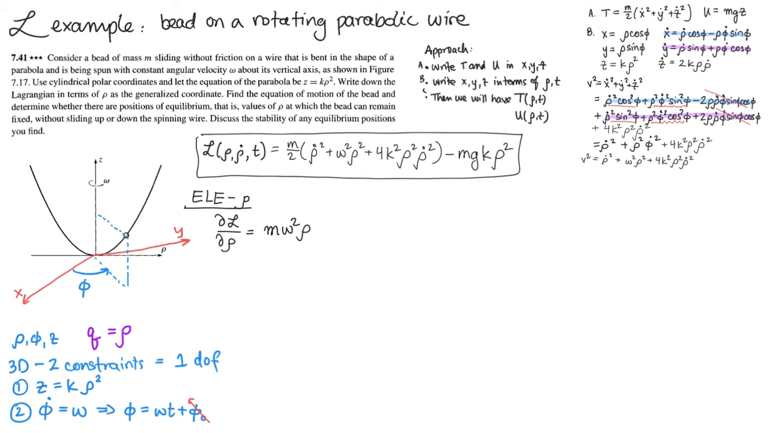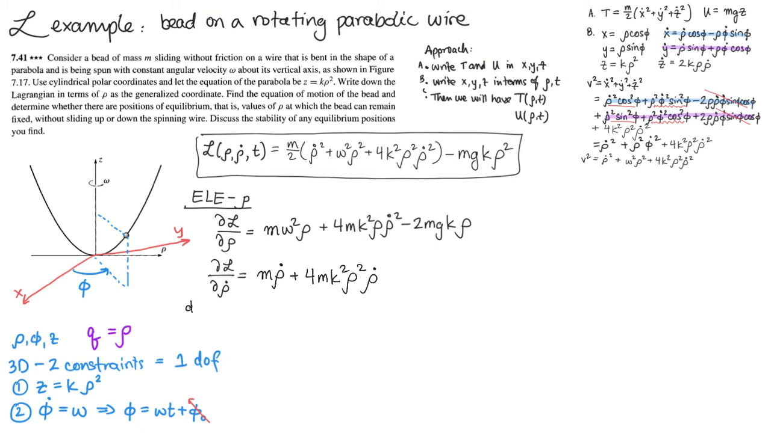Like so. Second term, we're going to get an 8k squared rho dot times m over 2. So that's 4 m k squared rho dot squared. And the final term will get minus 2 m g k rho. We similarly look at the partial with respect to rho dot, and we get the following: m rho dot plus 4 m k squared rho dot, and that's it.